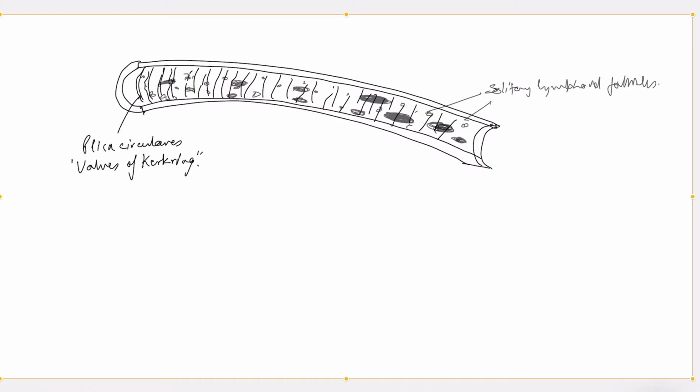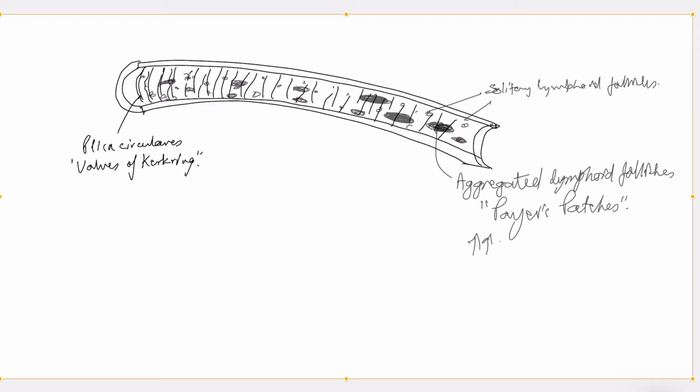So these large patches, which are actually aggregated lymphoid follicles called Peyer's patches, are more predominantly or more densely found in the ileum. These are the features of the ileum. Except for the duodenum, which is a fixed portion of the small intestine, the jejunum and ileum are covered by this mesentery.